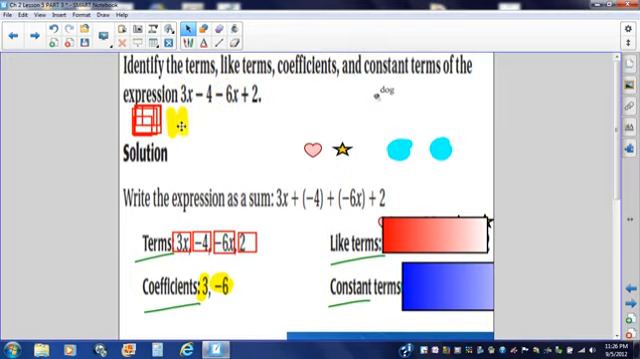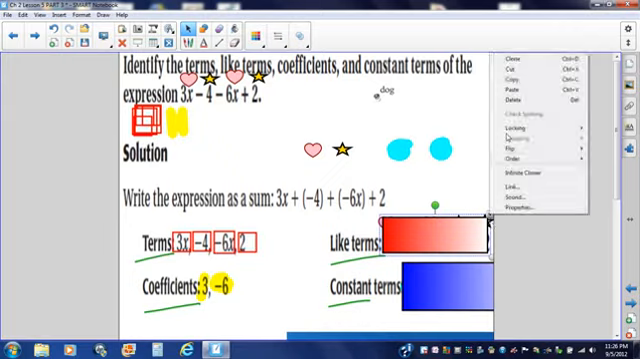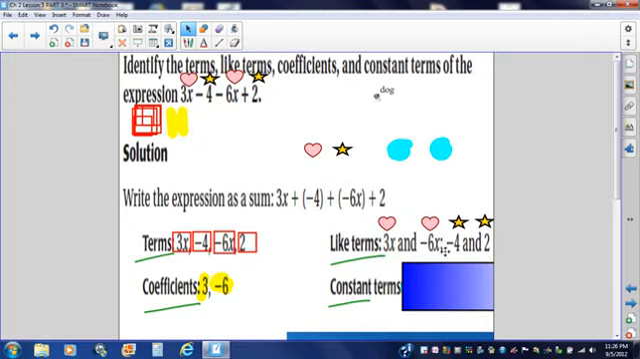Good job so far. Like terms, easy pleasy. We love our dogs or our variables. Negative 4 and positive 2 do not have variables or letters. So like terms, you should have written down 3x and negative 6x, negative 4 and 2.